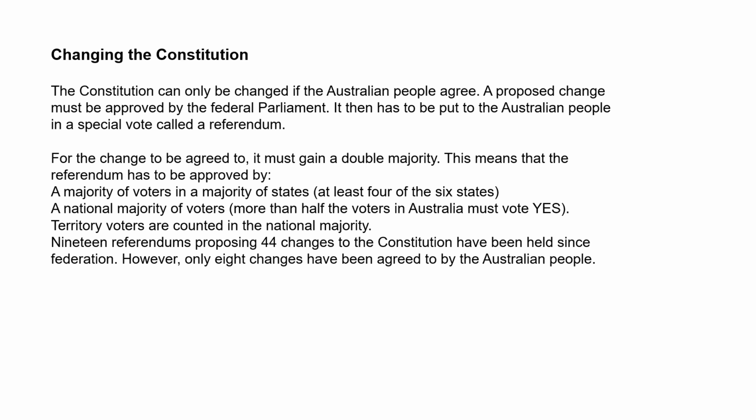This means that the referendum has to be approved by a majority of voters in a majority of states, this being at least 4 of the 6 states of Australia, and a national majority of voters, this being more than half of the voters in Australia. They must vote yes. Territory voters are counted in the national majority.